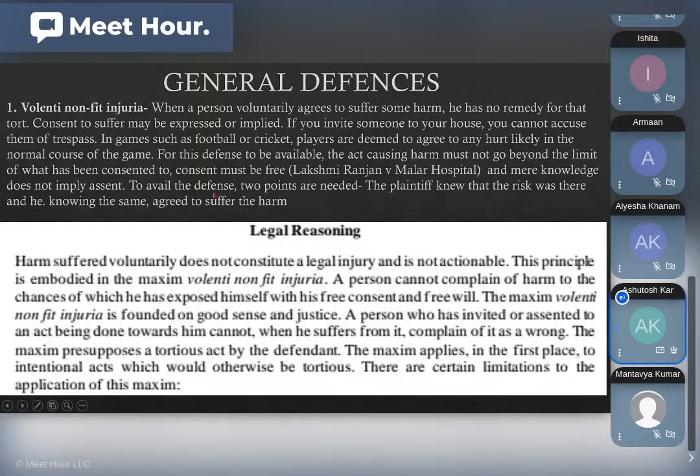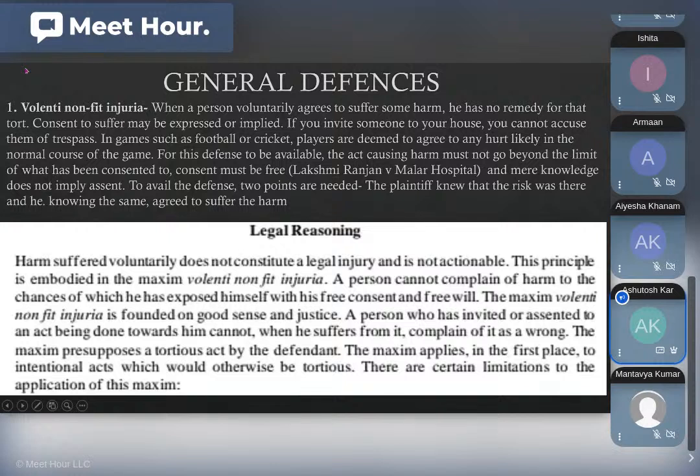To avail the defense, 2 points are needed. To avail this defense, 2 points should be satisfied. The plaintiff knew that the risk was there and he, knowing the same, agreed to suffer the harm. The plaintiff who has filed a case against you to seek damages was already aware that such a risk exists and also agreed to suffer it. After that, he cannot file a case against you, because you have this defense of volenti non fit injuria.